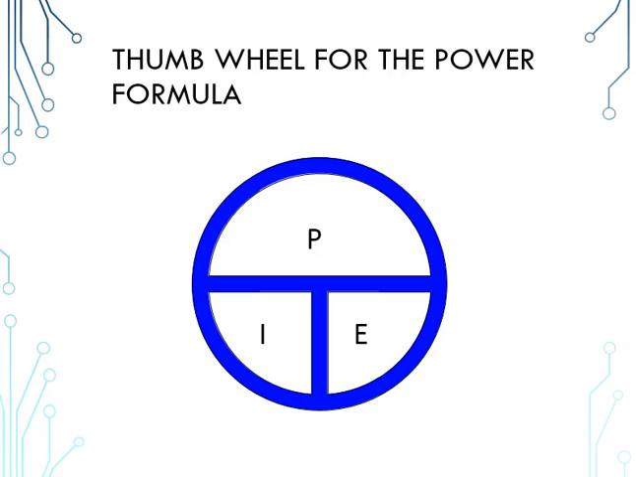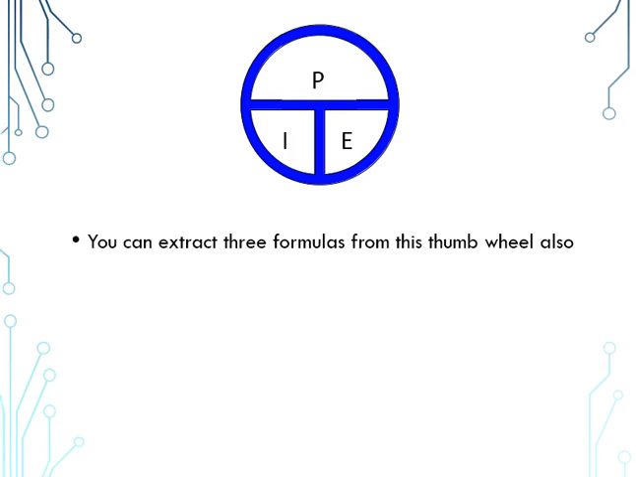It's set up and used the same way as the E-I-R, but this is using our power, which is our wattage, the amount of work we can do, our current, and our voltage. So to derive the three formulas we get from it, our power is equal to the current times the voltage. If we're looking for the current, we cover up the I, and that tells us our current is equal to the power divided by the voltage.